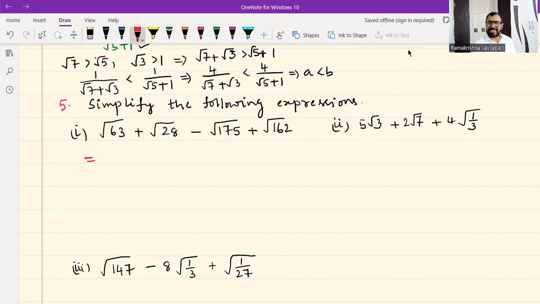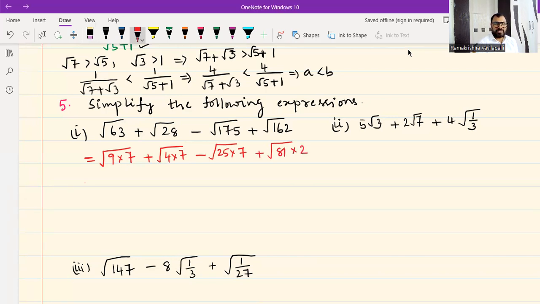First term, root over 63. We can write this as root over 9 into 7, plus this one is root over 4 into 7. Because a square root is given, we have to try to bring a perfect square inside the root. Minus this is 25 into 7. And the last one is 81 into 2.